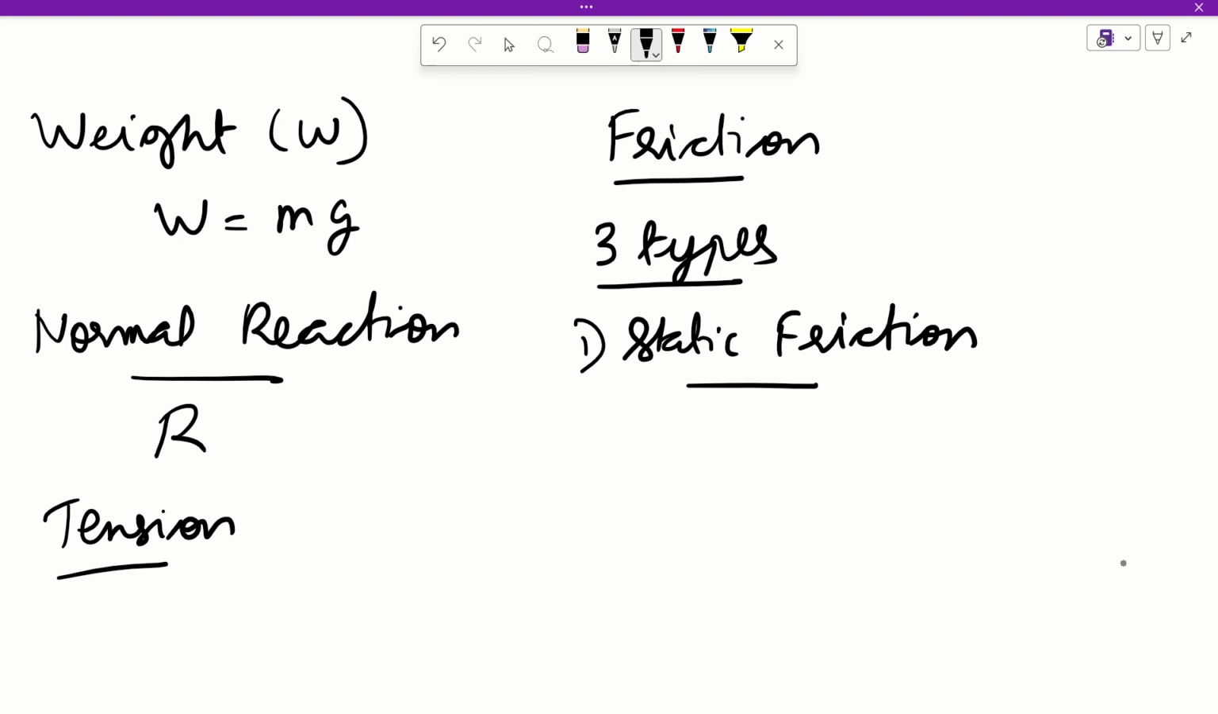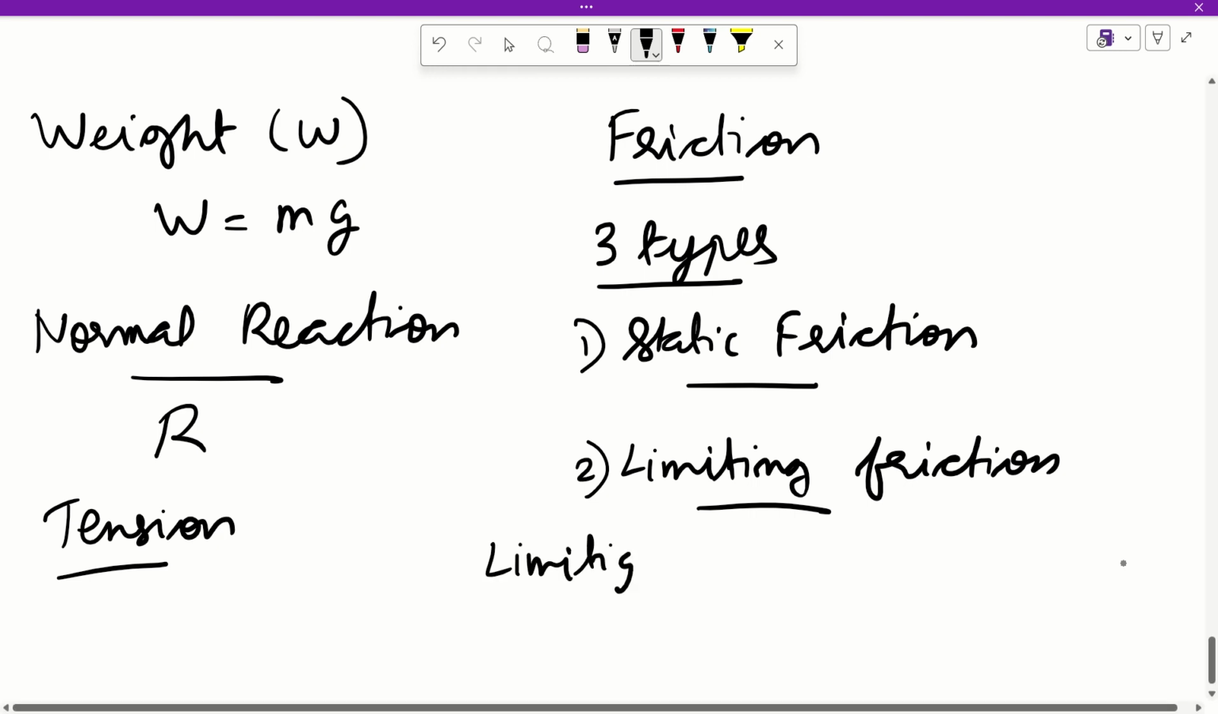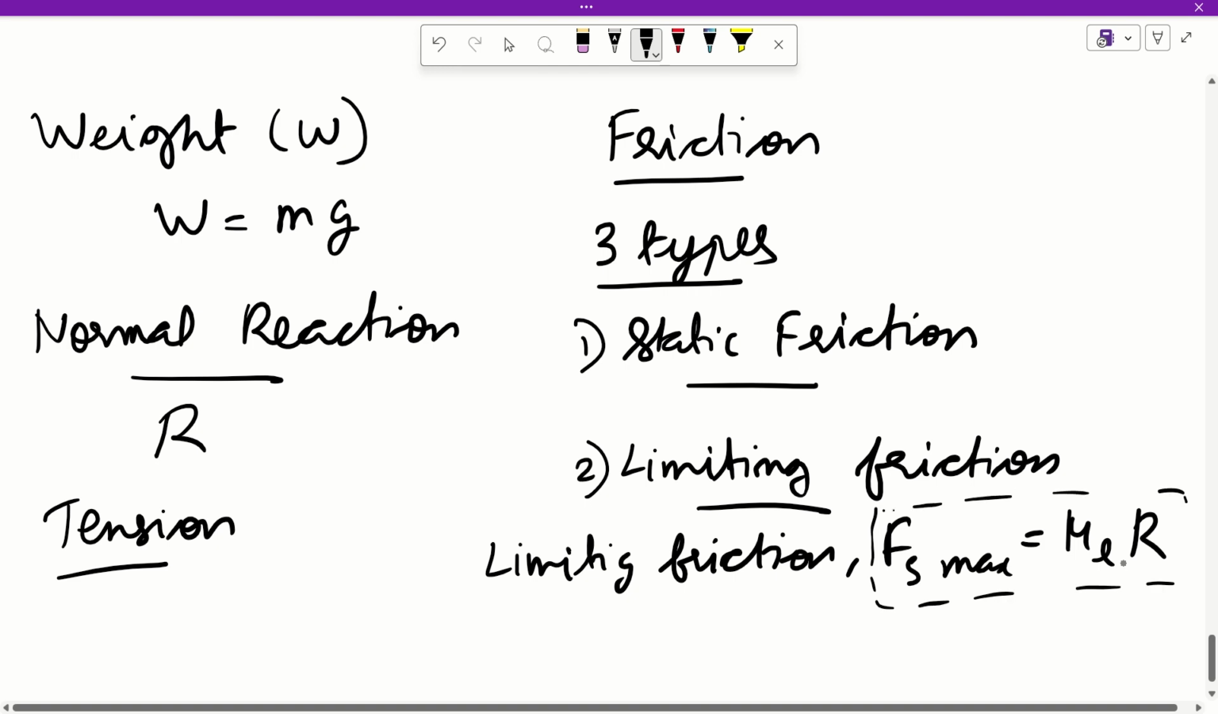Second one is limiting friction. It is the maximum value of static friction when the body is at the verge of starting motion. That is, limiting friction, Fs max, is equal to mu L into R.